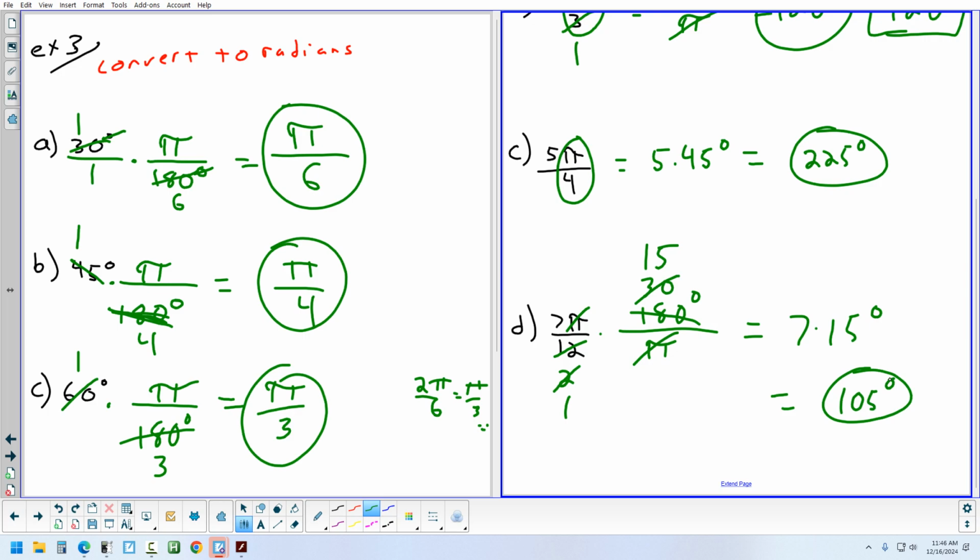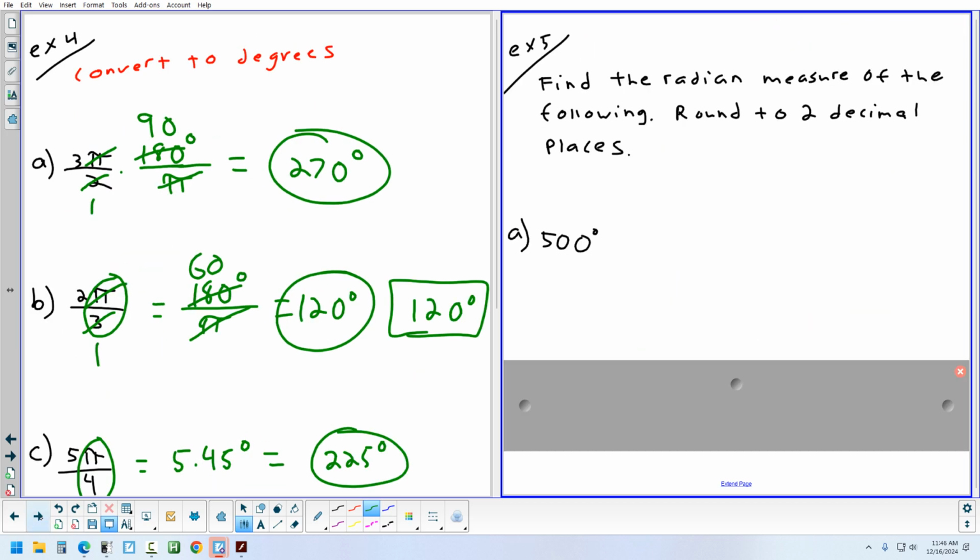Okay. So that's converting radians to degrees and degrees to radians, exact answers. Let's try this one. This time it says round to 2 decimal places. We're converting from degrees to radians. What's going to go in the bottom?